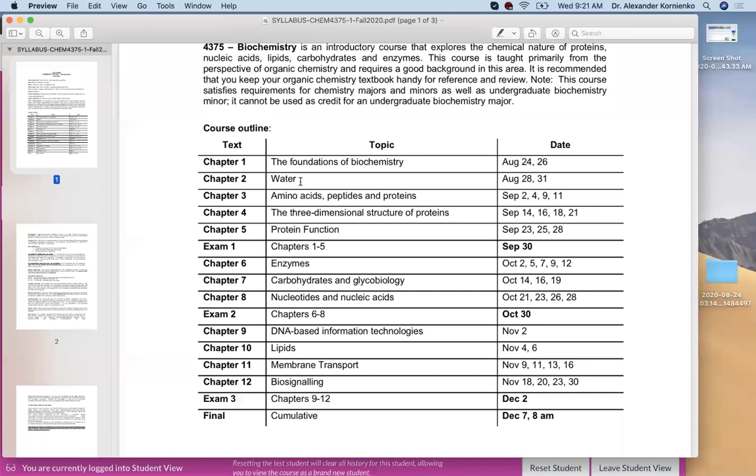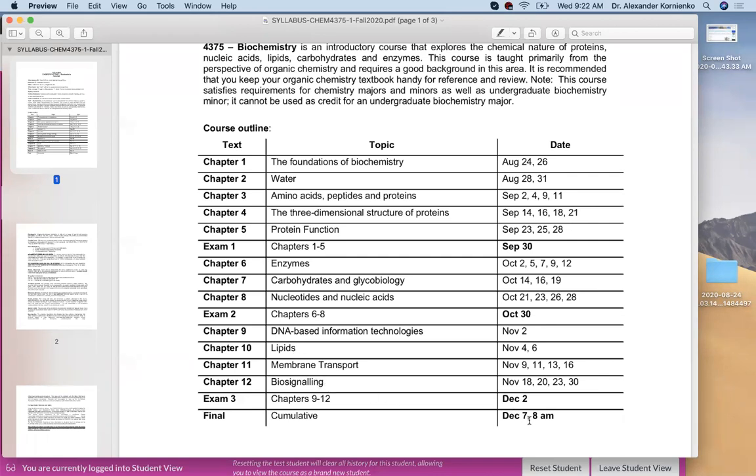Friday, Monday, we'll talk about water, right? Two lectures on water. What can we say about water? H2O, right? And then we're going to switch to amino acids, peptides, proteins, and so forth. Protein function, enzymes, talk about sugars, carbohydrates, nucleic acids, DNA-based technologies. So here we'll learn, for example, how a polymerase chain reaction works, to identify who committed a crime, lipids, membranes, biosignaling.